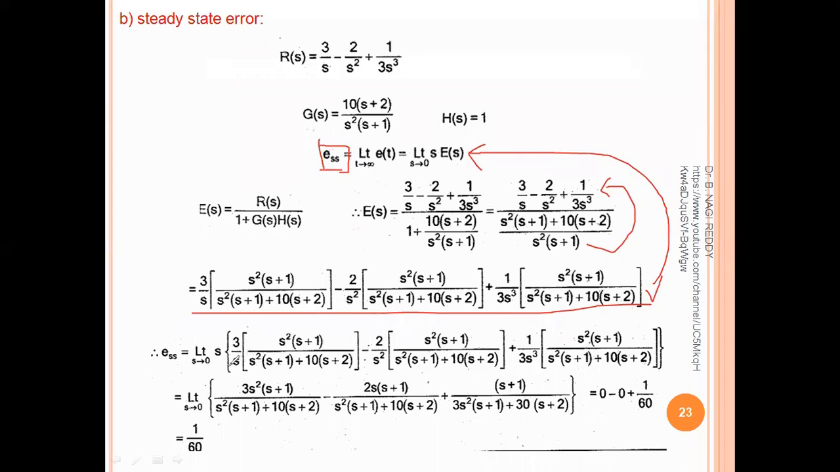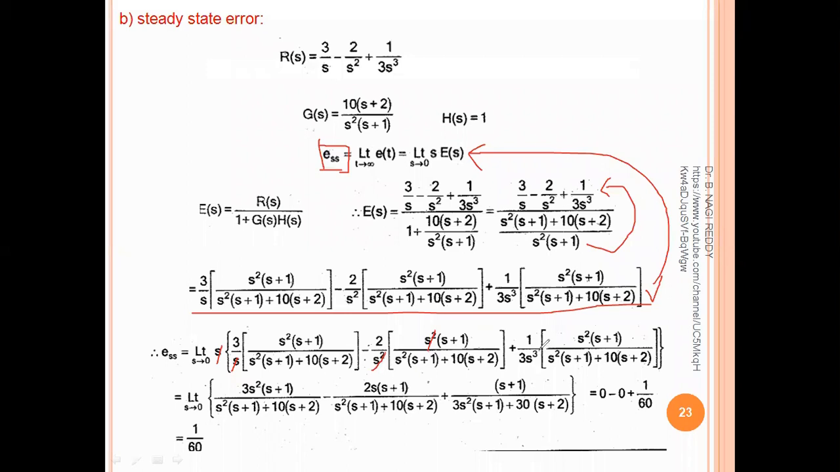Here in this term S will get cancelled. In this term we will have 2 by S here. This S square will get cancelled, so we will have 2 into S square, and this S square will get cancelled here. Here S and S get cancelled. So here we will have 3 into S square into S plus 1 by this denominator. For this term, this S square and this S square get cancelled, but this S is multiplied with the 2. So what we get is 2 into S plus 1 by this denominator.